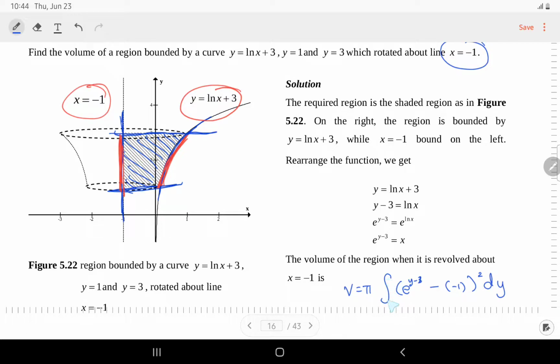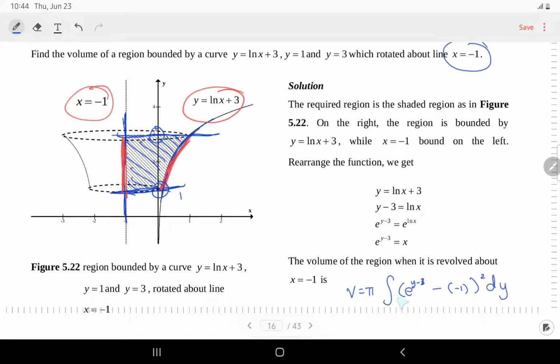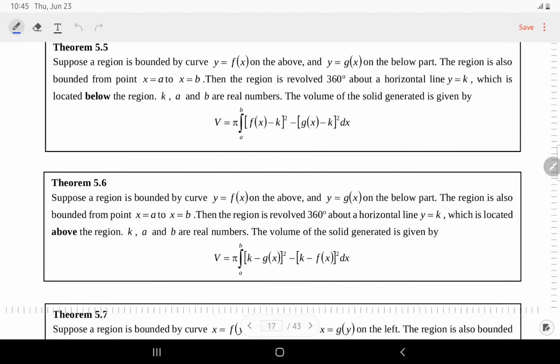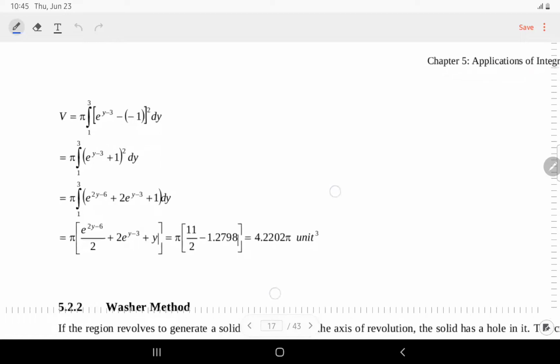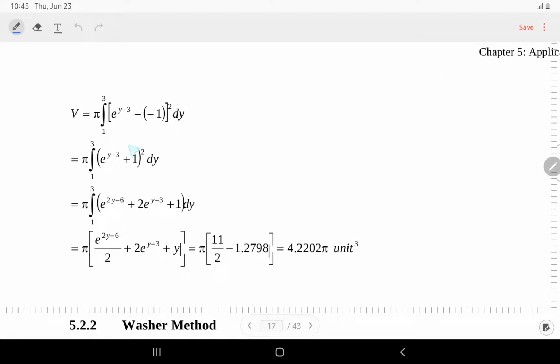Okay, so dekat sini nak integrate daripada berapa ke berapa. So kita tengok kat sini, ni berapa nilai dia tadi? 1 until 3. Okay, so this is the equation. Negatif ni kita boleh jadikan positif. So ini jalan kerja dia lah. Okay, jadikan positif and then square kan dia, barulah integrate.